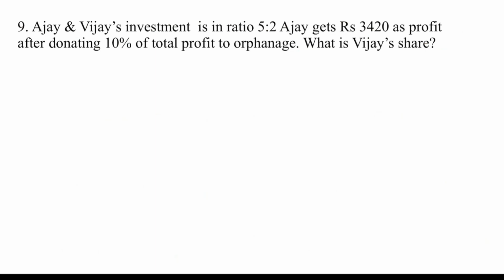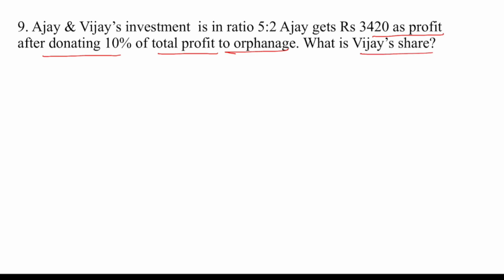Ajay and Vijay invested in the ratio 5:2. Ajay gets rupees 3,420 as profit after donating 10% of total profit to an orphanage. After donating from the total profit, Ajay will get his share as 3,420. So what is Vijay's share?